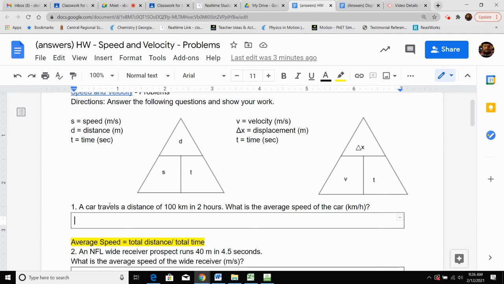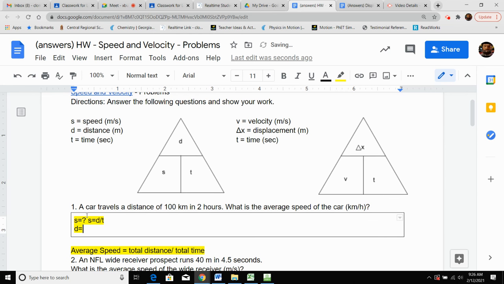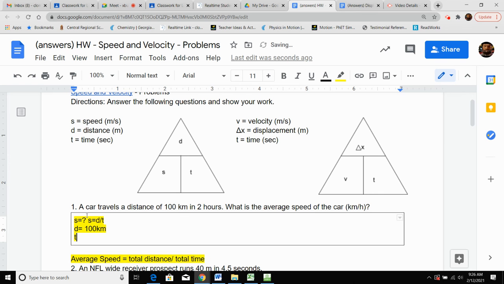So here we got a distance of 100 kilometers and 2 hours. What is the average speed? So speed, cover up S in the triangle. What does that equal? D divided by T. S is our question mark. S equals distance divided by time. So we need distance. Distance is equal to what? 100 kilometers. How long are we moving for in this? 2 hours.